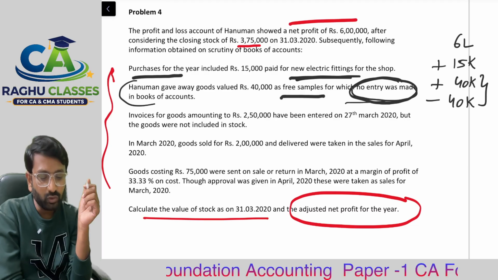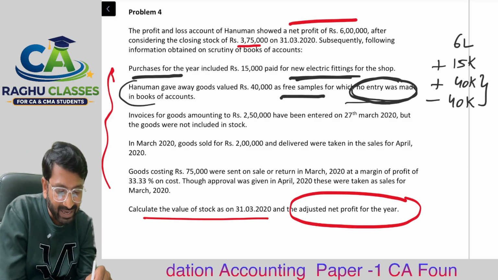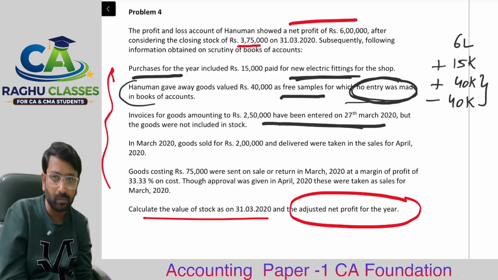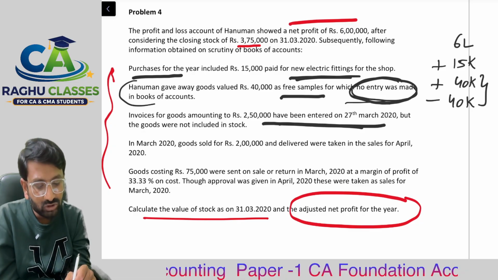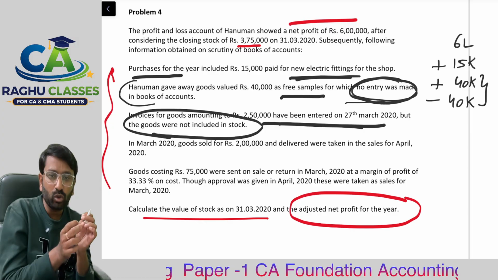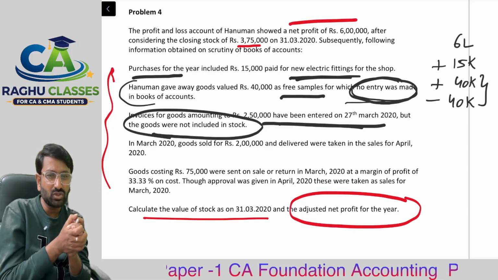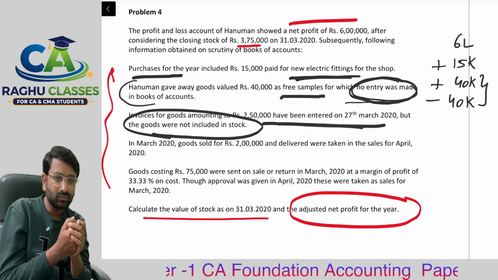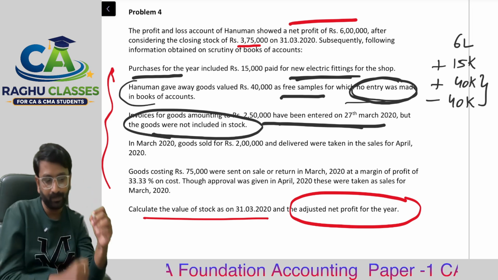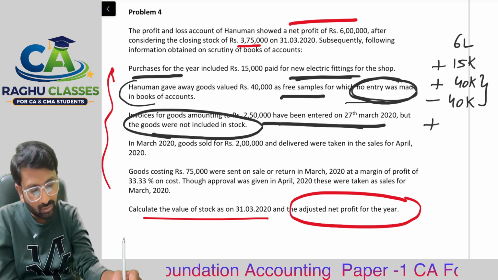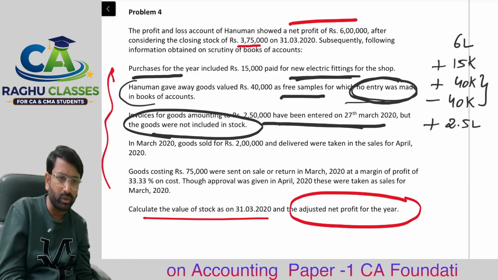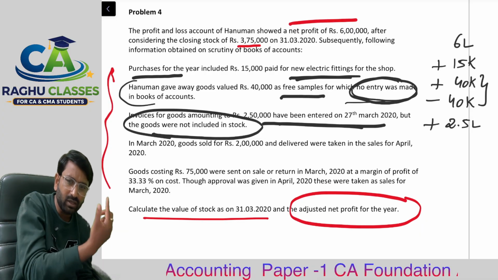Invoice for goods amounting to 2.5 lakh have been entered. So nothing but purchases recorded on 27th March. But the goods were not included in the stock. So can I say it's an unrecorded closing stock? So closing stock is not recorded now. So because of that, unnecessarily profit would have reduced. So what you're going to do now? Add 2.5. Stock is not recorded, now you do it. So when you record the closing stock, your profit will increase.